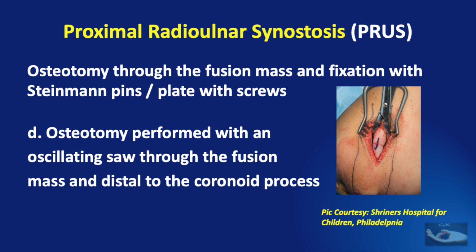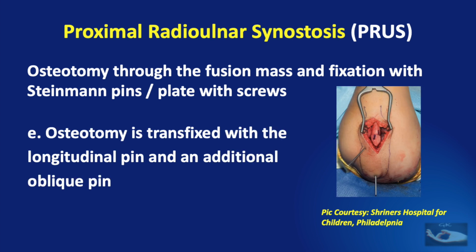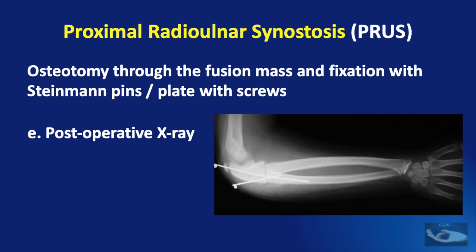Osteotomy is then performed with an oscillating saw through the fusion mass and distal to the coronoid process. The forearm is then rotated to the desired position. The osteotomy is now transfixed with the longitudinal pin and an additional oblique pin. Closure of the wound is done and the arm is placed in a long arm cast with the elbow flexed to 90 degrees. A post-operative X-ray shows the longitudinal wire and the oblique wires in place.